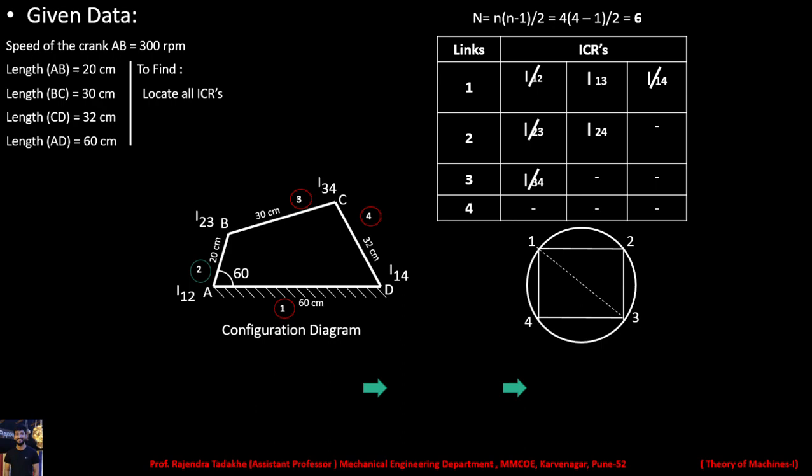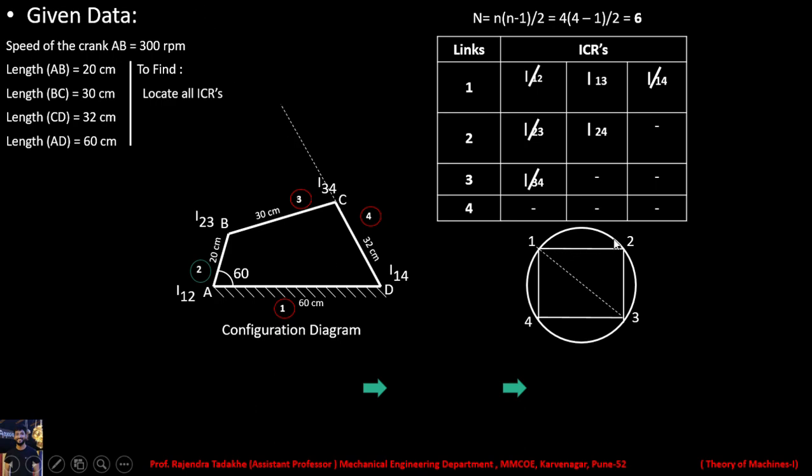What Kennedy's theorem says is, if we are having three relative bodies moving with respect to each other, then they are having three instantaneous centers which lie on the same straight line. So with this principle we have to proceed. Let's take 1, 4 and 3, 4. We have to draw a line through this. So we can use a dotted line. Yes, we have drawn the line which is passing through 1, 4 and 3, 4.